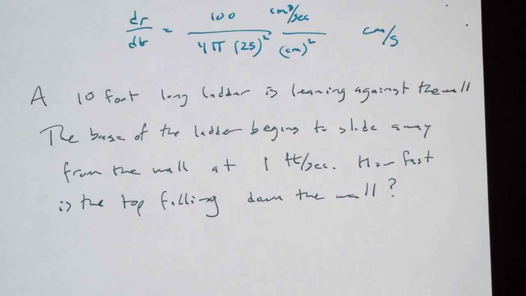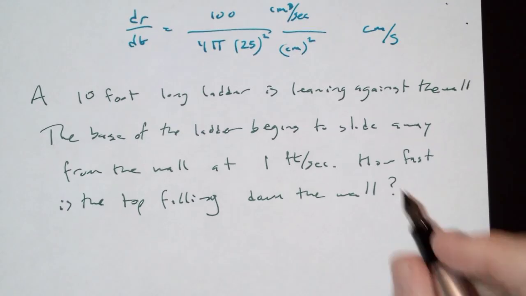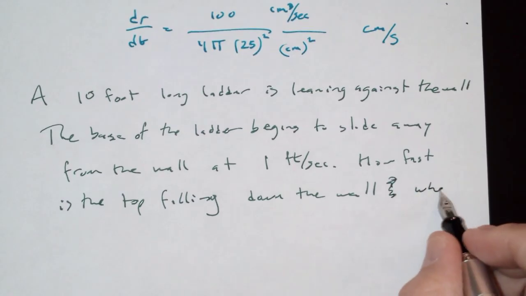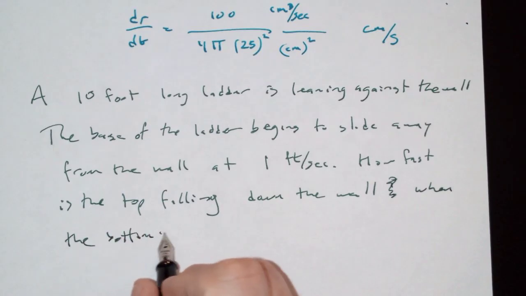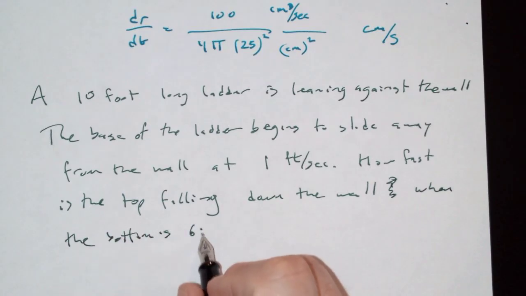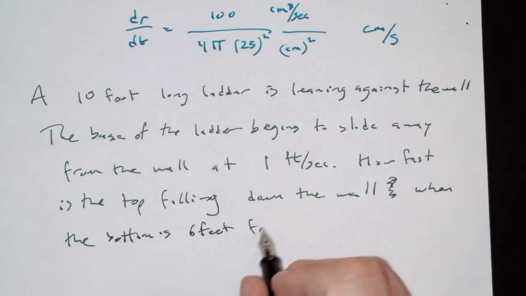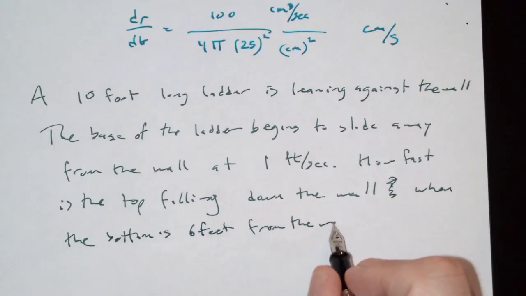Of a ladder leaning up against the wall, 10 foot long. And all of a sudden, the bottom starts to slide out. Oh, forgot a piece of information. When the bottom is 6 feet from the wall.